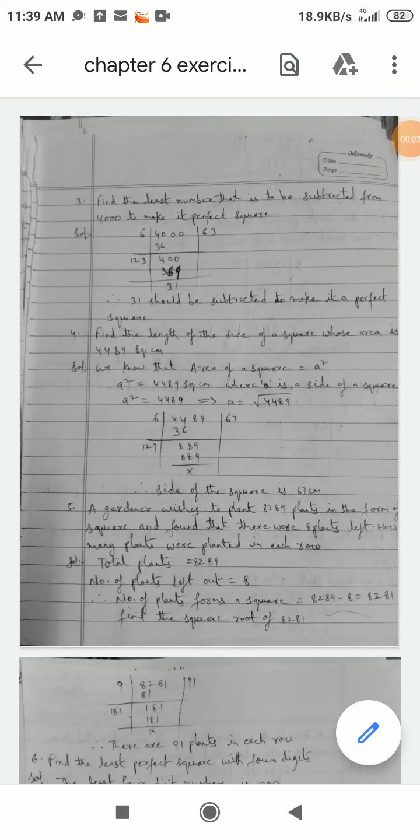Chapter 6, Exercise 6.3, third problem. Find the least number that is to be subtracted from 4000 to make it a perfect square. Solution.